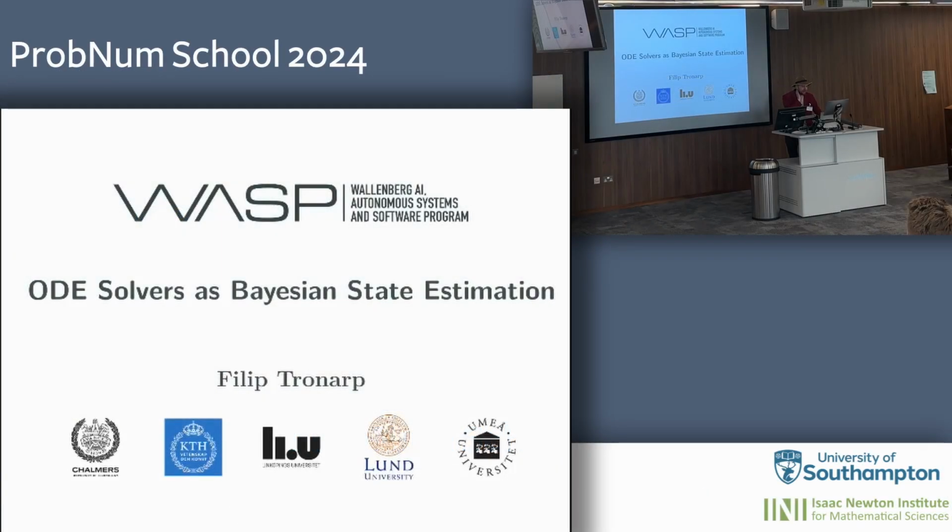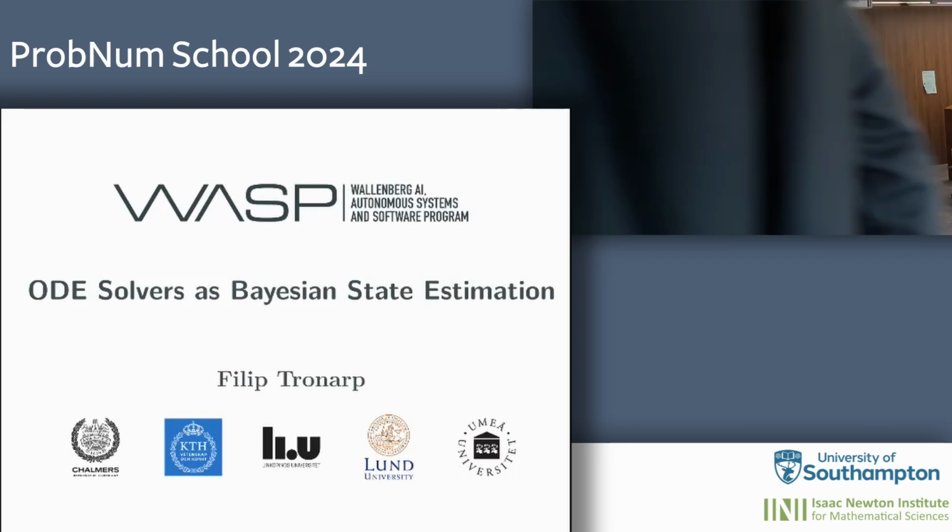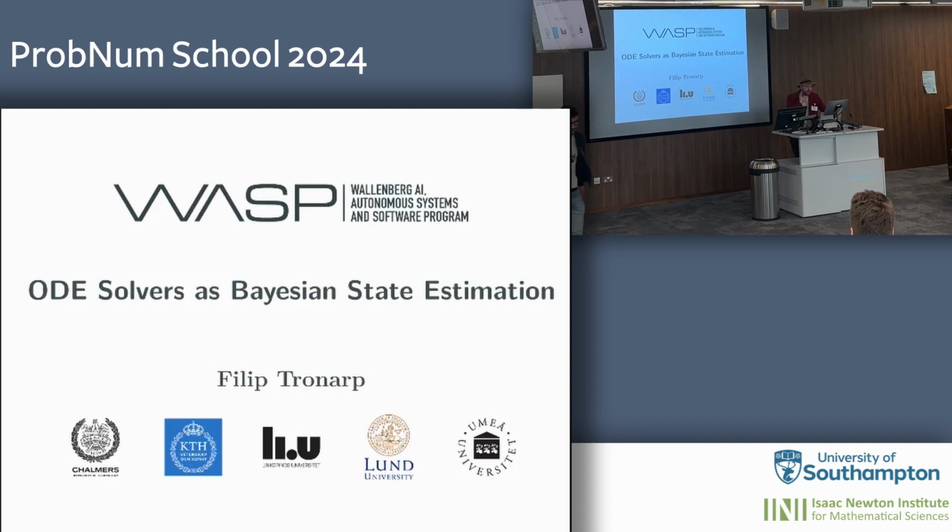Okay, so I was going to talk about ODE solvers as Bayesian state estimation. There's a plan here, I think. There are three points: an ODE, what is that? How do you solve it? I'm not going to talk too much about that, but I'm going to sketch out the general idea. And then I'm going to talk a lot about Bayesian state estimation.